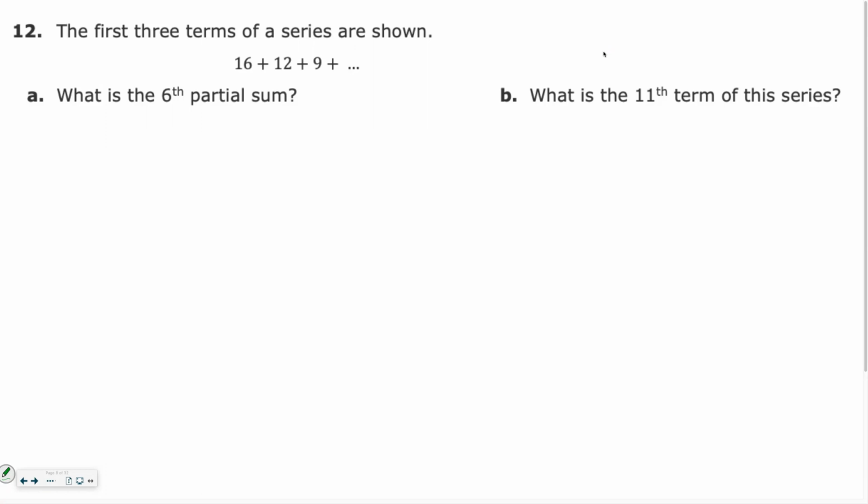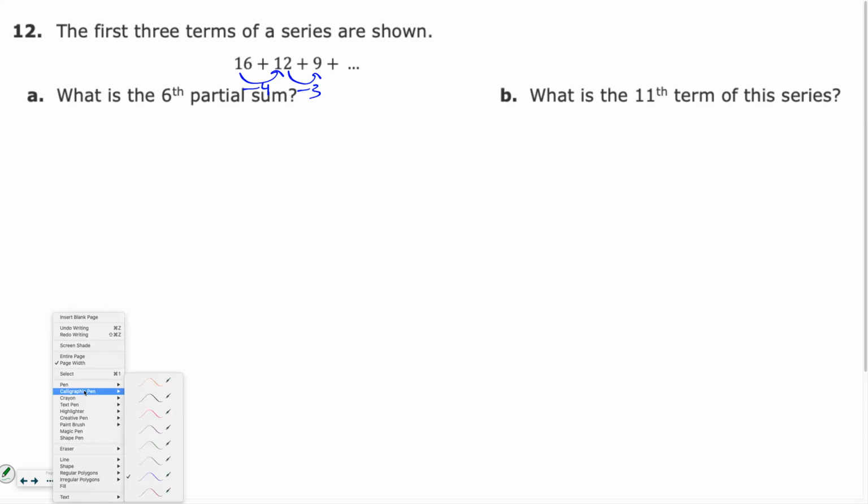If it's a sequence or series problem, what's the most important thing you determine first? If it's arithmetic or if it's geometric. I check arithmetic first because I think it's easier. How much do we change going from 16 to 12? Minus 4. How much do you change from 12 to 9? Minus 3. Do we stay the same? So is it arithmetic or not? It's not. This makes it geometric. So we have to use the geometric formula.